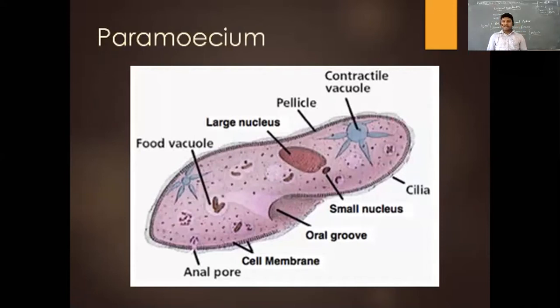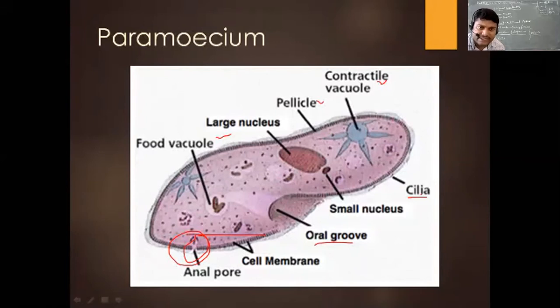Now, here you see an image of the paramecium, and what you see is an oral groove where the food is going to be taken in. There is an anal pore where all the excess material is going to be thrown out. There are food vacuoles, and there is the pellicle, the contractile vacuole, and you can see all over there is going to be the cilia. And of course, they do have the cell membrane. There is no cell wall in this case.